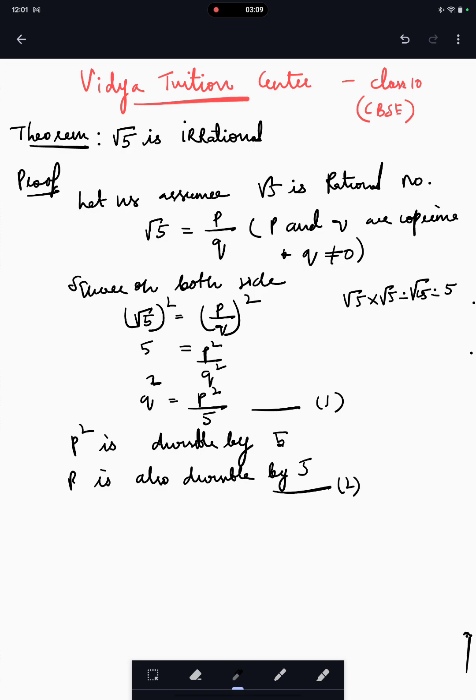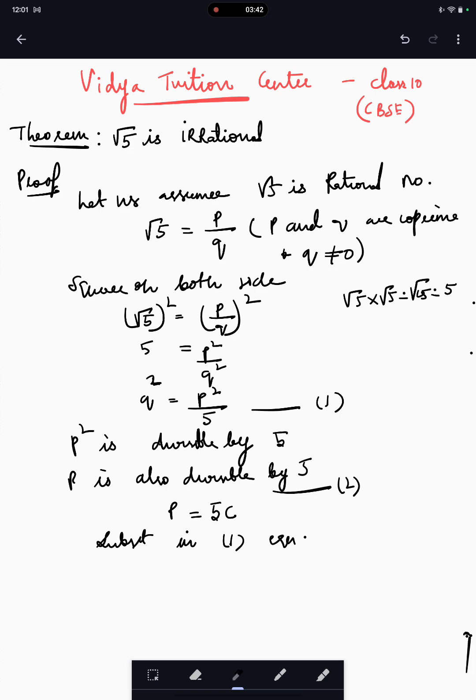Alright. From this statement I can write P is equal to 5 into some constant C. P is equal to 5C because P is divisible by 5, right? So P is equal to 5 into something else. C is some constant. Okay. Next, substitute this P equal to 5C in the first equation.